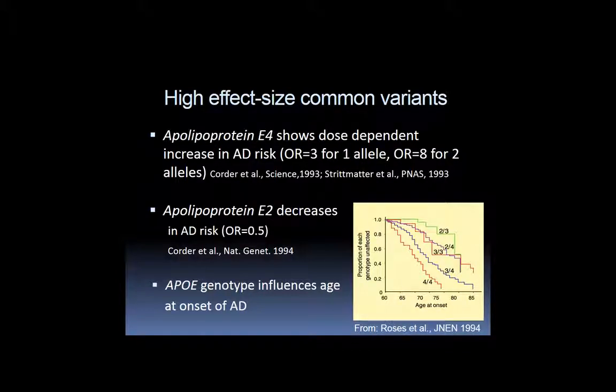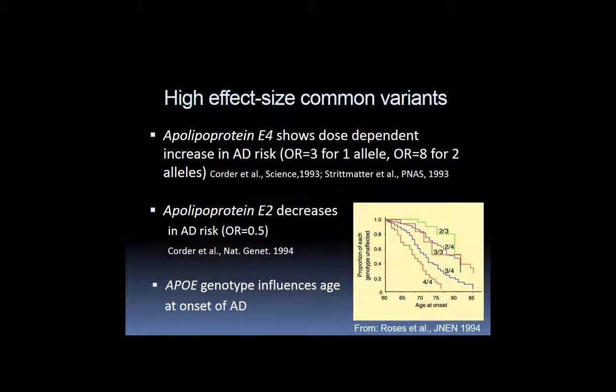APOE3 is actually the most common. 80% of alleles of APOE are E3 in most human populations. E2 is about 7%. And if you have 1 copy of this, you're about half the level of risk of someone who is a 3/3 genotype. Over here you can see, this is from a review from Alan Roses. Here's age at onset, and here's the proportion of each genotype who is still unaffected.